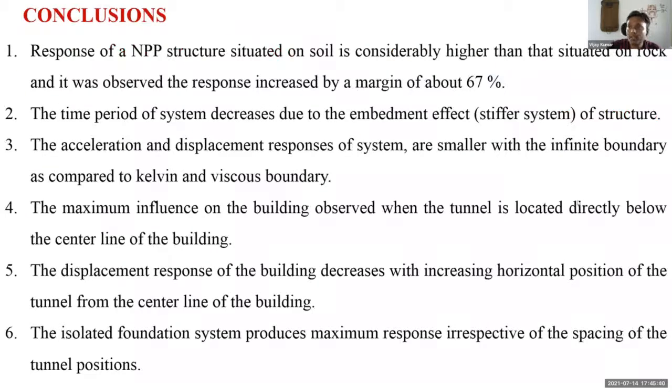So we can conclude that the response of an NPP structure situated on soil is higher than that situated on rock, with the response increased by a margin of 67%. Of course, the time period of the system decreased because the embedment effect makes the system stiffer. For the acceleration and displacement response of the system in the first problem, the finite boundary, compared to the Kelvin and viscous boundaries, gives the less response.